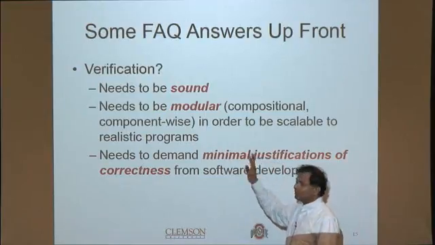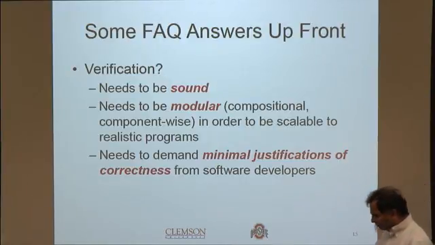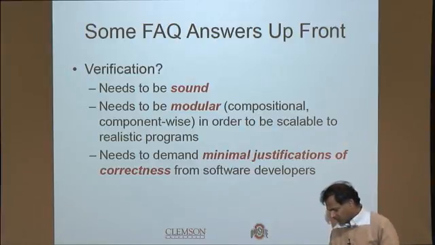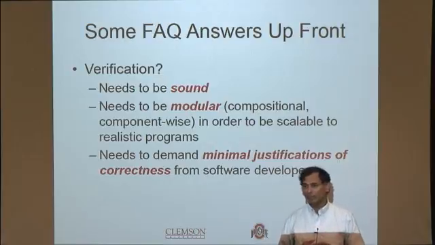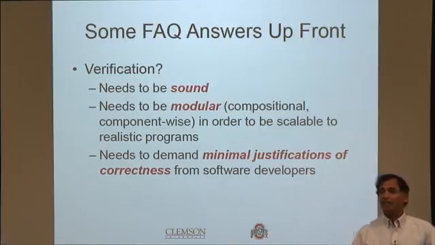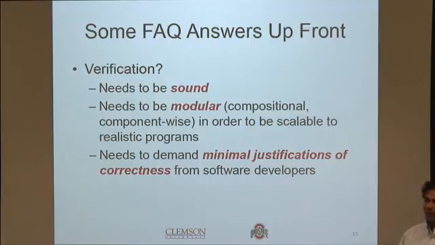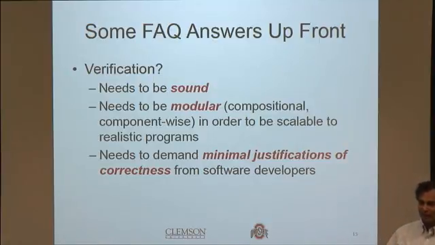And the last thing, the system needs to demand minimal justifications of correctness from programmers. There are approaches, including researchers here at the University of Washington or Seattle, working on inferring invariants for programs automatically, and that is fine. If there are systems that help you produce those assertions, we can use them. Other systems can use them.